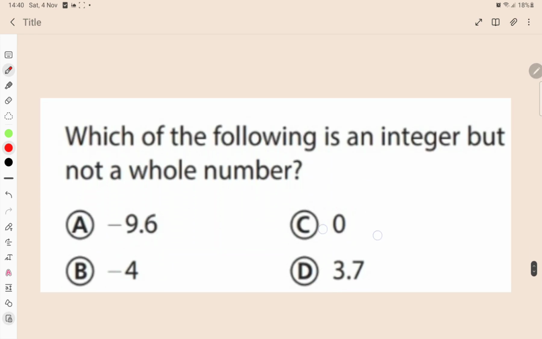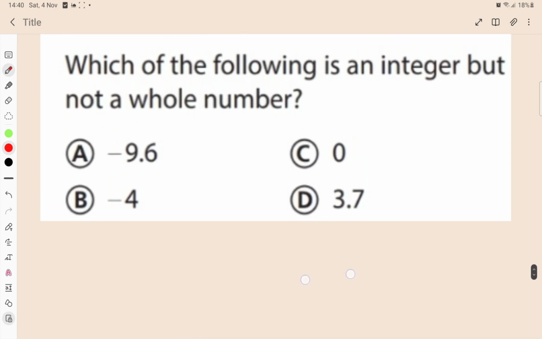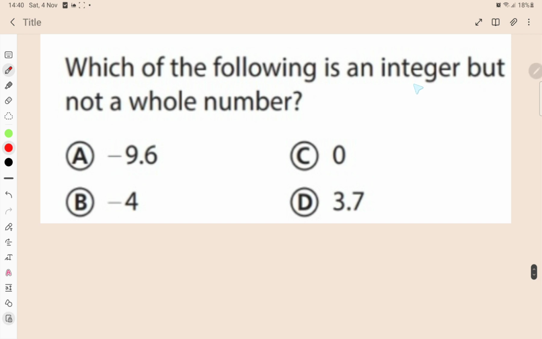Which of the following is an integer but not a whole number? Which of the following is an integer but not whole? Integer means no decimal. Not a whole number: whole means positive and no decimal.